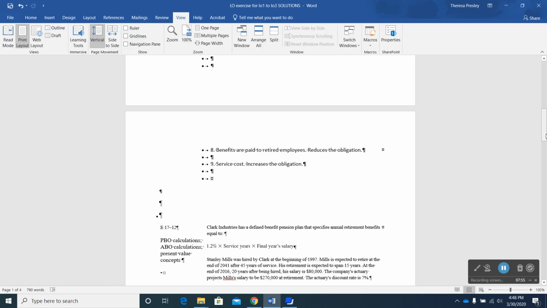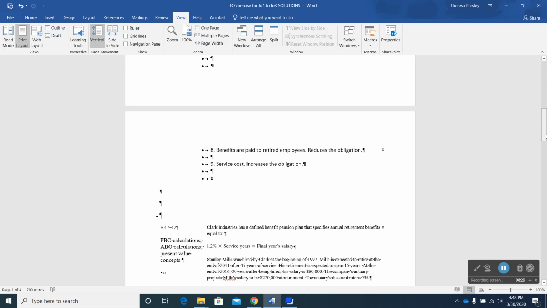Over to the left it says PBO calculations, ABO calculations. Well, all you need to know in this class is PBO calculations, because PBO calculations are GAAP. ABO calculations are not GAAP at all. So using PBO calculations, you would take 1.2% times the number of years that they have worked at this particular balance sheet date, and then you put in an estimate of their final year's salary.